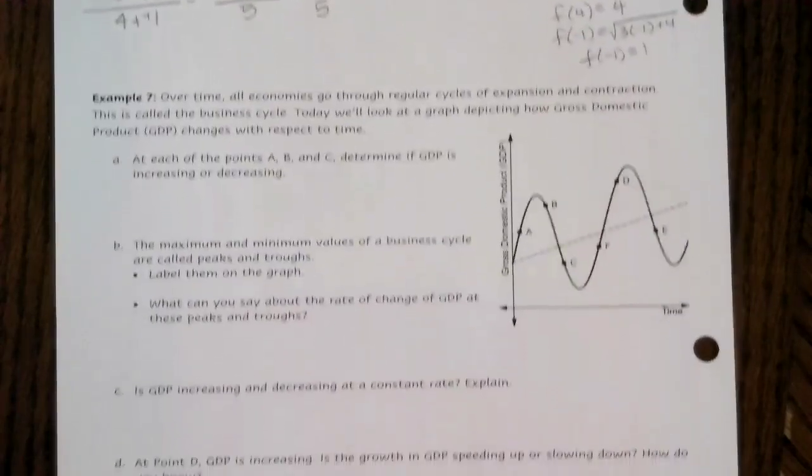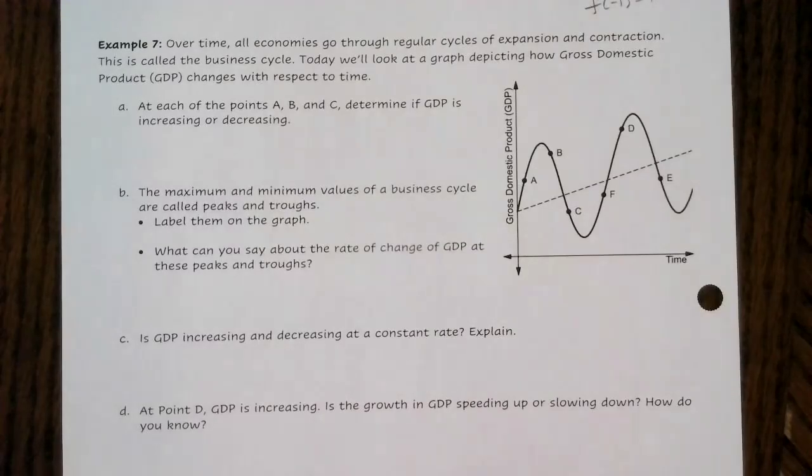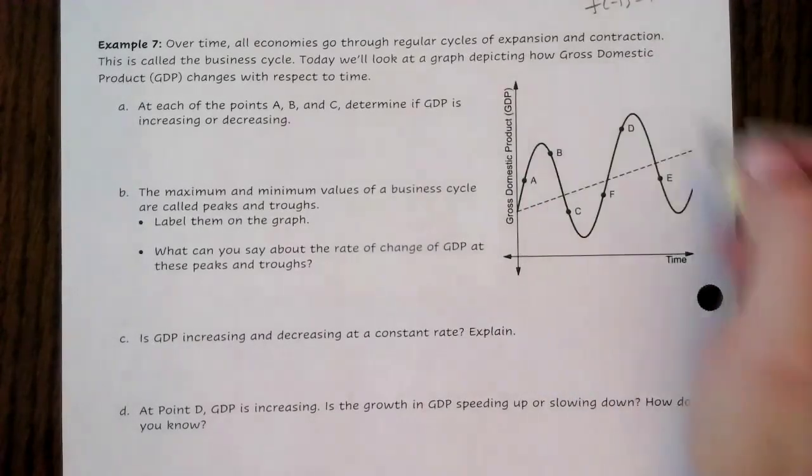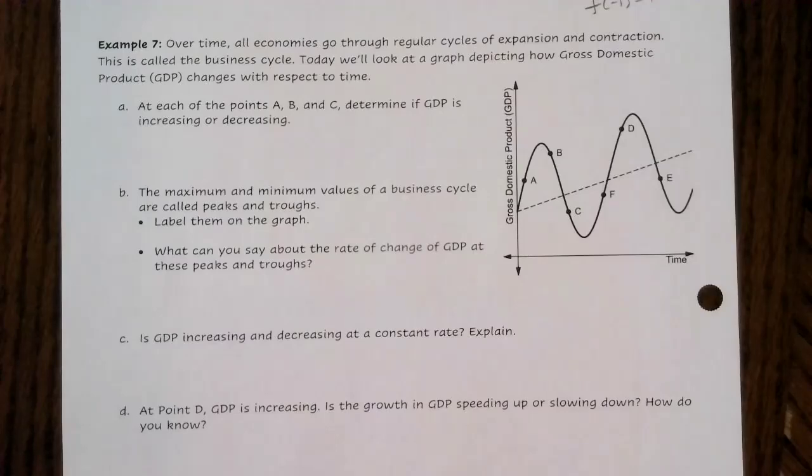All right, so let's look at another problem here. This is going to give me context to go with it, and it's giving me a graph, so we're going to put those together. Over time, all economies go through regular cycles of expansion and contraction. This is called the business cycle. Today, we'll look at a graph depicting how gross domestic product, GDP, changes with respect to time. So here is our GDP graph that we're using.